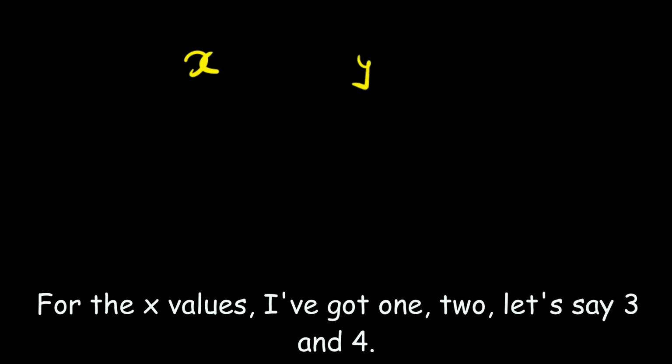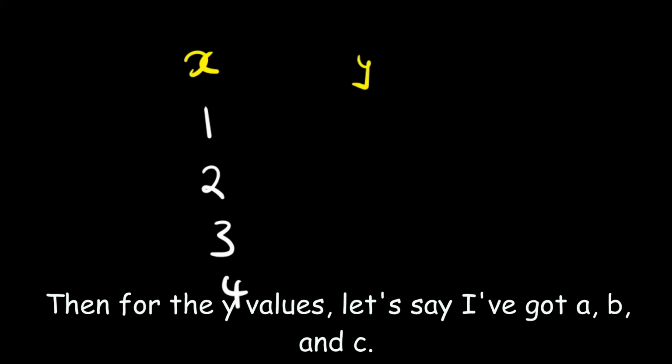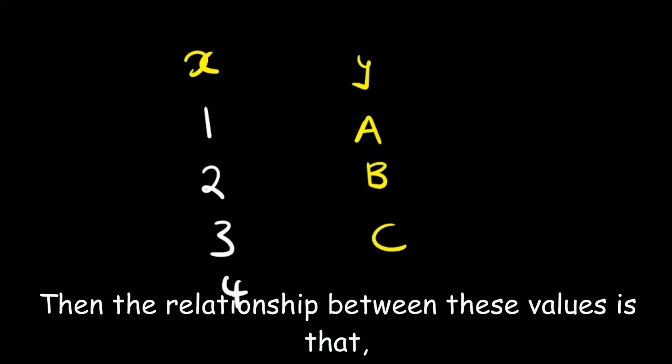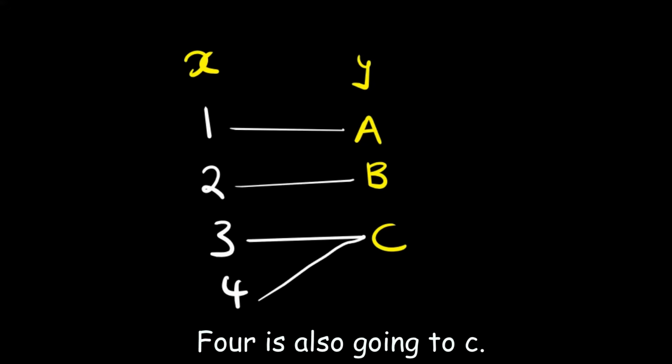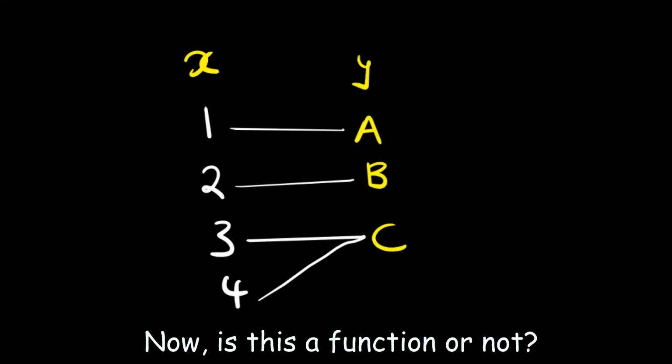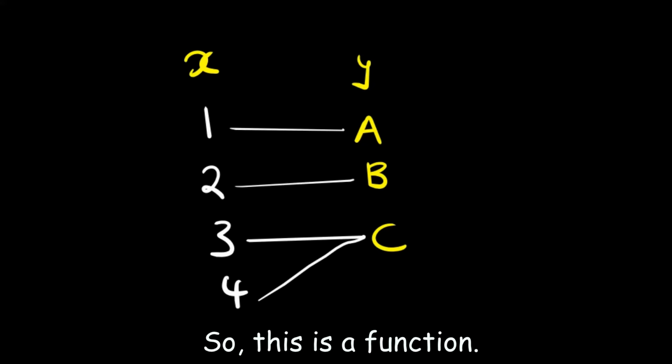Let's put another scenario. Let's say these are the x and these are the y values. For the x values, I've got 1, 2, let's say 3 and 4. Then for the y values, let's say I've got a, b, and c. Then the relationship between these values is that 1 is going to a, 2 is going to b, 3 is going to c, 4 is also going to c. Now, is this a function or not? So this is a function.